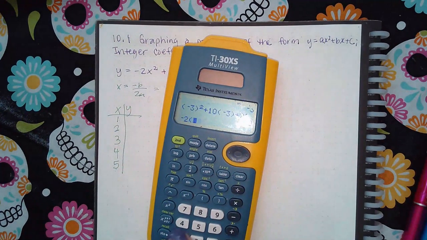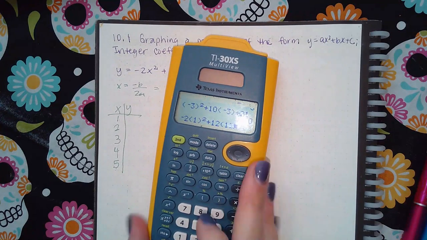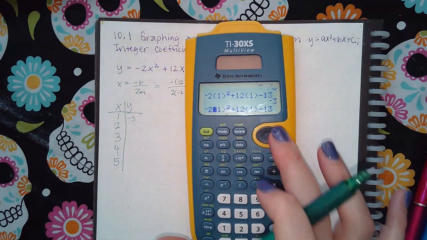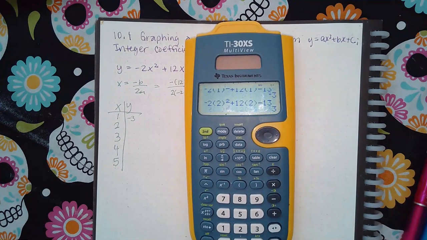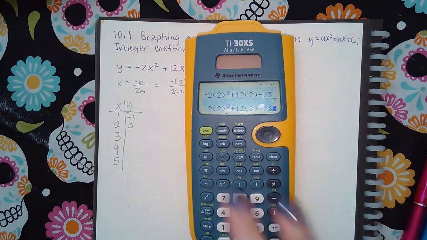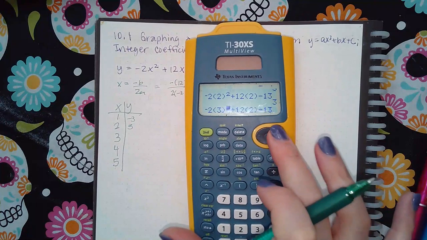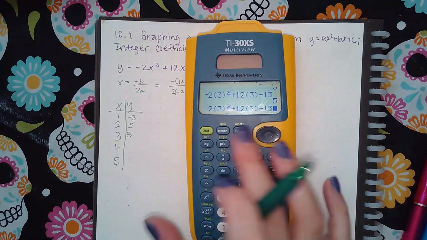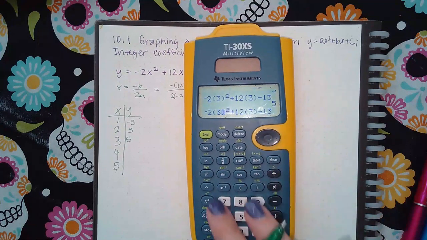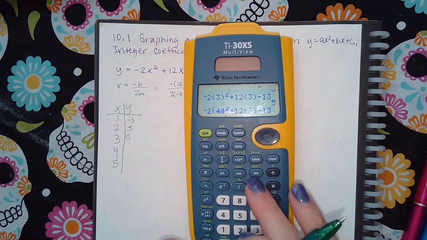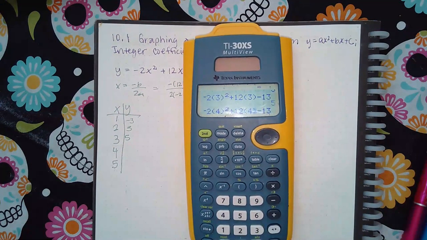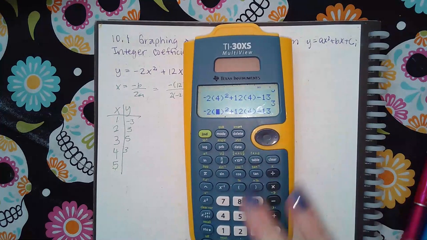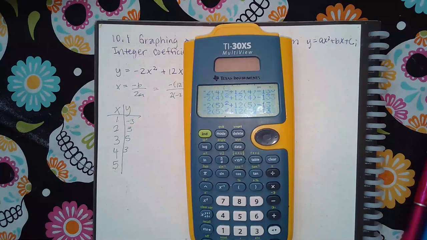And each one of these numbers is going to get plugged into this problem here. So I'm going to say negative 2 times 1 squared plus 12 times 1 minus 13. And I get negative 3. Go back up there and type in a 2, and I get positive 3. Go back up there and type in a 3. We get 5, go back up, and then type in a 4. Oops, I put the 4 in the wrong spot. There we go. And I get 3, and then type in a 5. And we get negative 3.